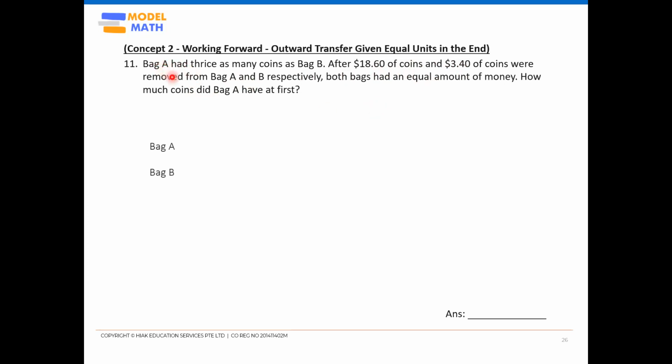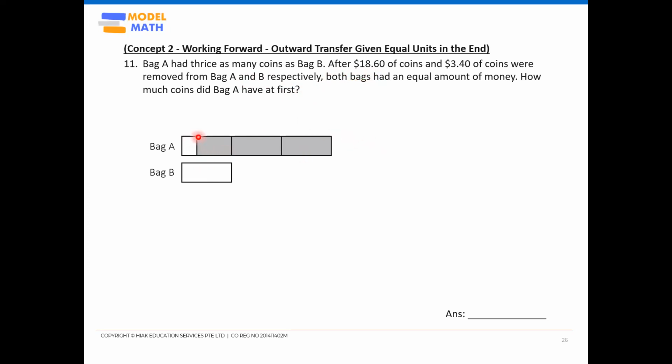So let's start off with the first statement. A has twice of B. So just follow that. Now we are going to remove, all right? The question says that from A and B we remove coins. So 18.60, quite a big portion. So do shade off 18.60 from here to here.